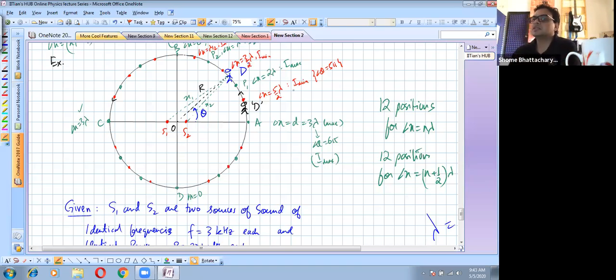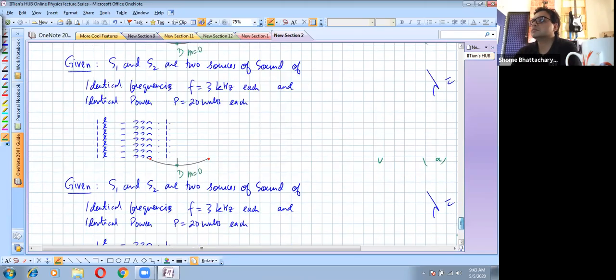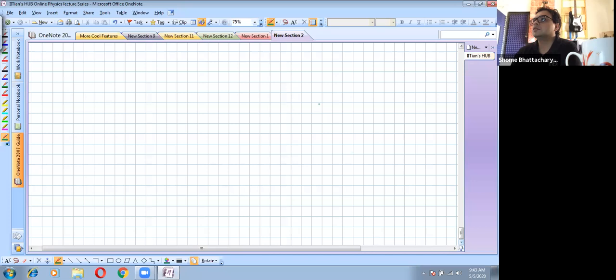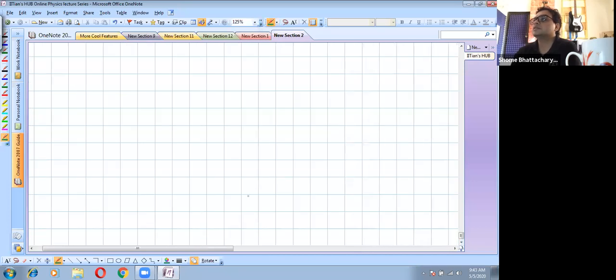Okay, people, so hope this is clear. Yeah, so that's how you will find it. Now the second part is a little bit more tricky in terms of calculation. So let's understand.